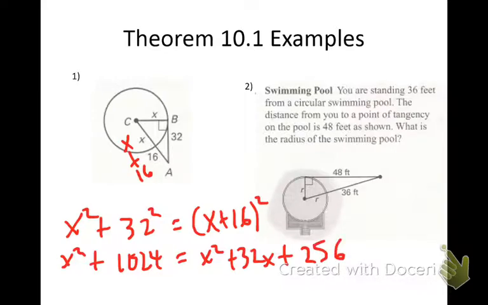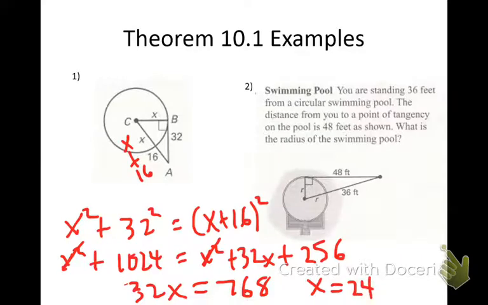Alright, now we've got to simplify, so the x squareds cancel on both sides. And we're going to move the 256 over. Subtract 256 from 1024. 768. How many times does 32 go into 768? 24. X equals 24. Alright, so x equals 24 is the answer.